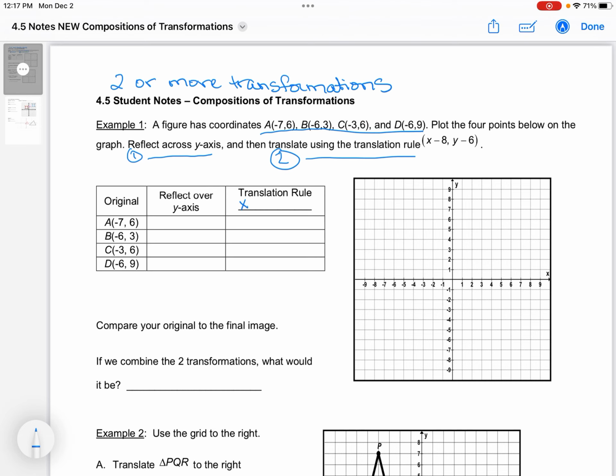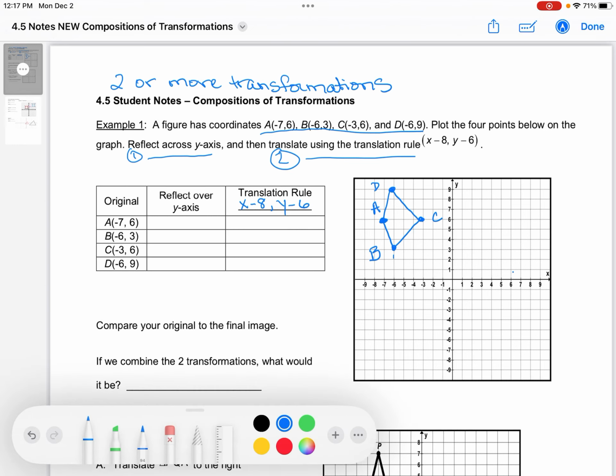So, the rule is going to be x minus 8, y minus 6. So my first point is negative 7, 6, negative 6, 3, negative 3, 6, and negative 6, 9. So we're going to go A, B, C, D, and back.